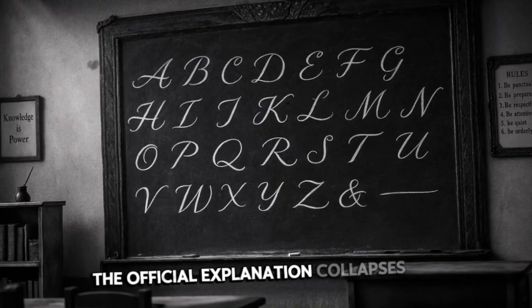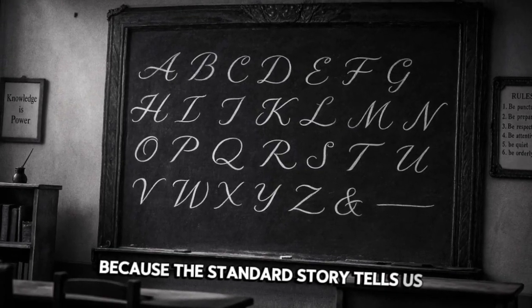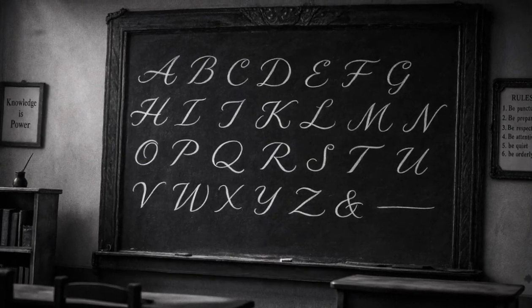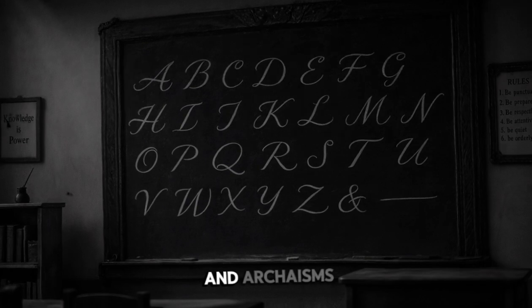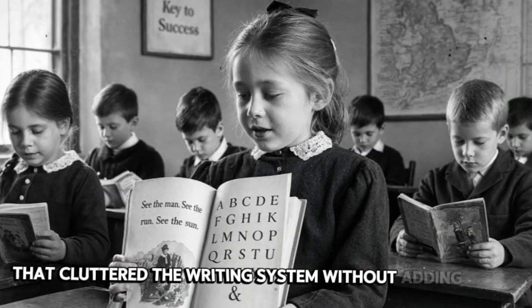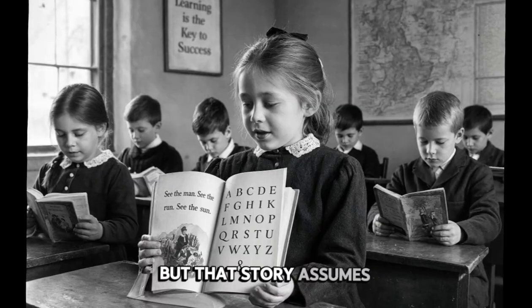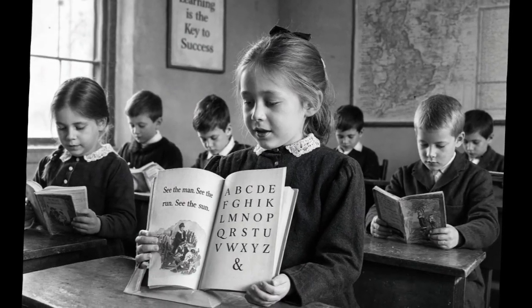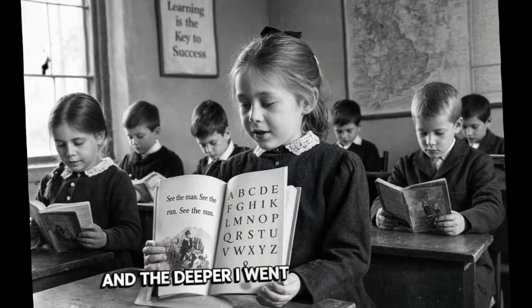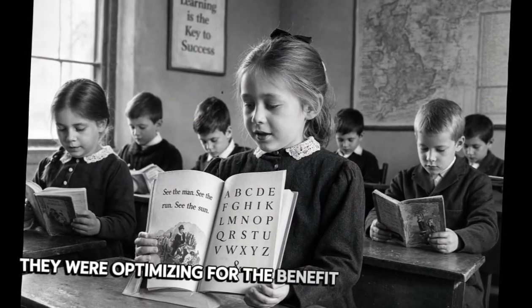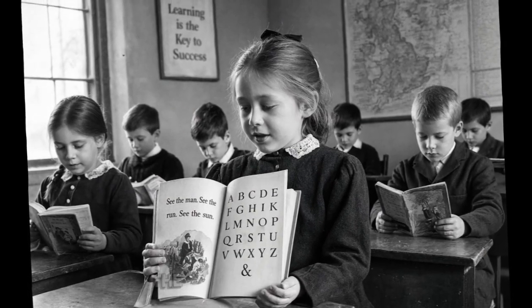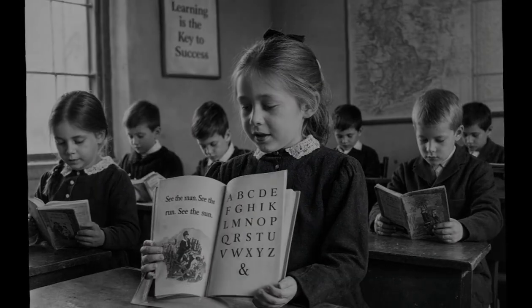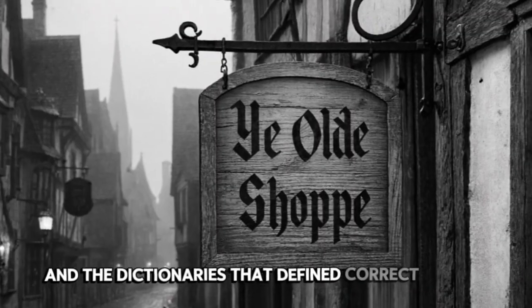The official explanation collapses here because the standard story tells us that alphabet simplification was progress. Efficiency, modernization. The removal of redundancies and archaisms that cluttered the writing system without adding value. But that story assumes that the people making the decisions were optimizing for the benefit of the language's users. And the deeper I went, the more I found they were optimizing for the benefit of the language's controllers. The printers, the publishers, the institutions that produced the books, and the curricula and the dictionaries that defined correct English.